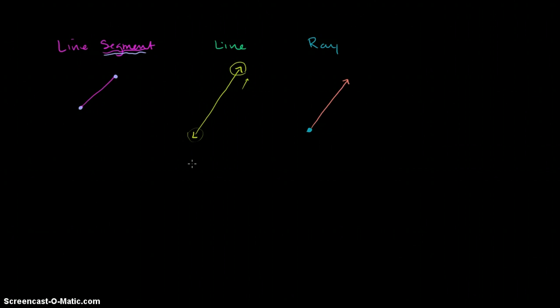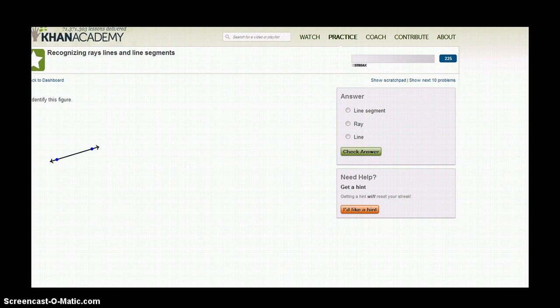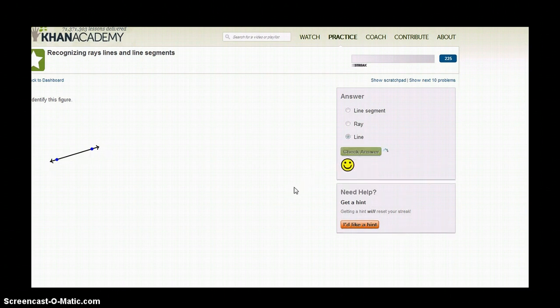Now with that out of the way, let's actually try to do the Khan Academy module on recognizing the difference between line segments, lines, and rays. And I think you'll find it pretty straightforward based on our little classification right over here. So let me get the module going. Where did I put it? There you go. All right. So what is this thing right over here? Well, it has two arrows on both ends, so it's implying that it goes on forever. So this is going to be a line. Let's check our answer. Yeah, it's a line.